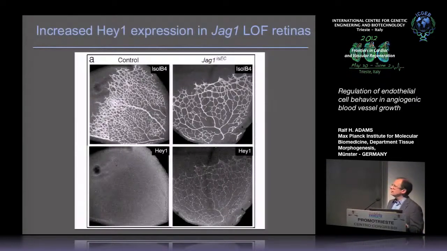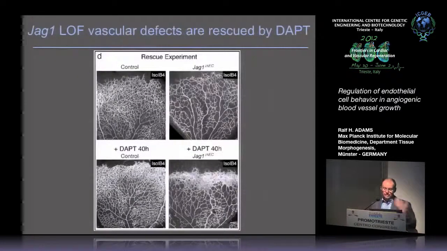So one important Notch target is this transcriptional regulator HEY1. In control retinal vessels, HEY1 expression is very, very low. So you're hard pressed to find some endothelial expression. However, in the Jagged loss of function mutant, again, that's just an endothelial cell specific mutant, HEY1 expression is strongly upregulated in the vessel beds, as you can appreciate here. And we also did then some rescue experiments.